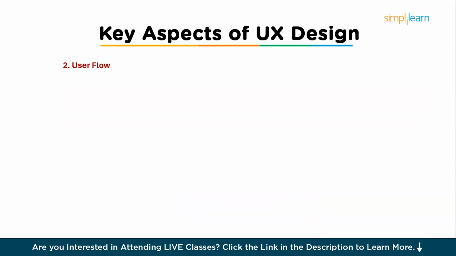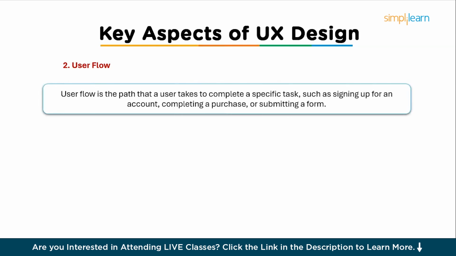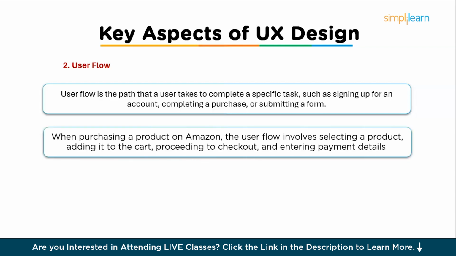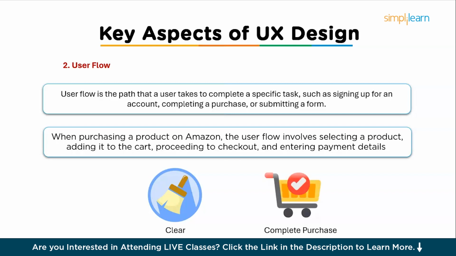The second one is user flow. User flow is the path that the user takes to complete a specific task, such as signing up for an account, completing a purchase, or submitting a form. UX designers carefully map out this journey to ensure that it's logical, efficient, and frictionless. Example is when purchasing a product on Amazon, the user flow involves selecting a product, adding it to the cart, proceeding to the checkout, and entering the payment details. Each step is clearly defined with the minimal steps required to complete the purchase.